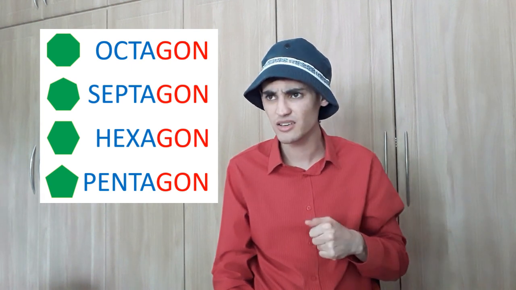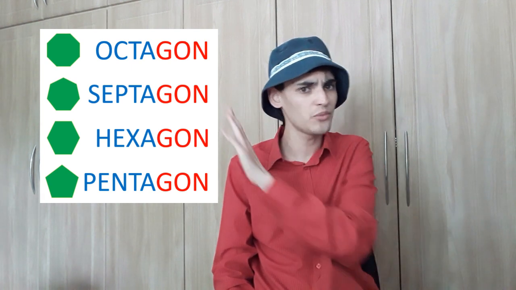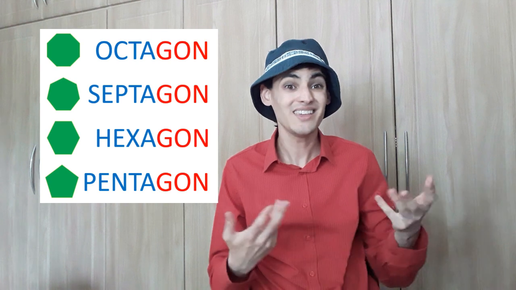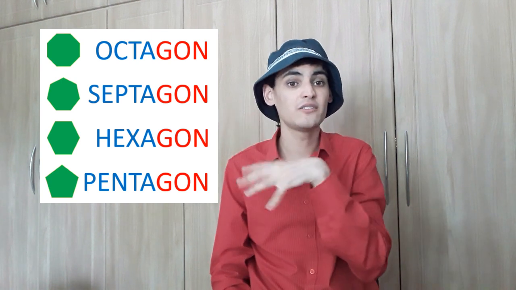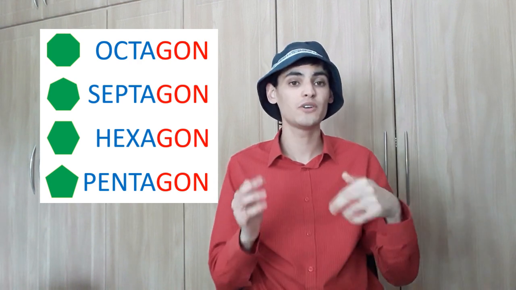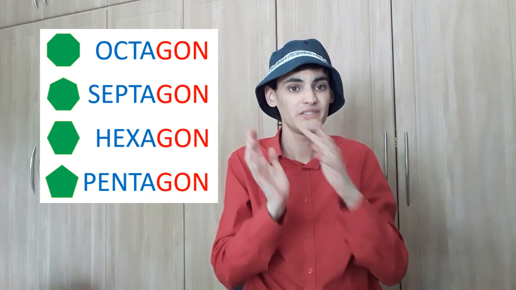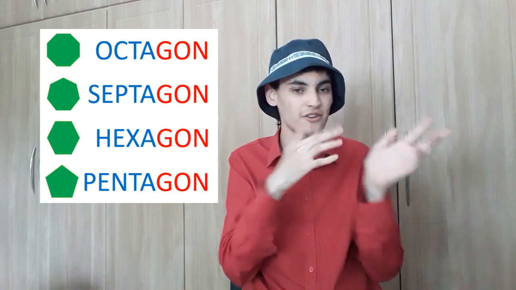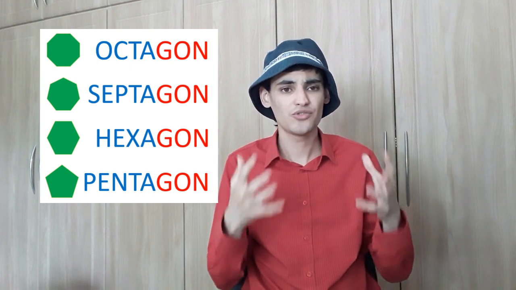And so that makes me think, well, is the rest of the word Greek? They are. Octa is the Greek for the number 8. Septa means 7, hexa 6, penta 5. So what you've got is 5 corners, 6 corners, 7 corners, 8 corners. It's a lovely pattern, a lovely logical structure.